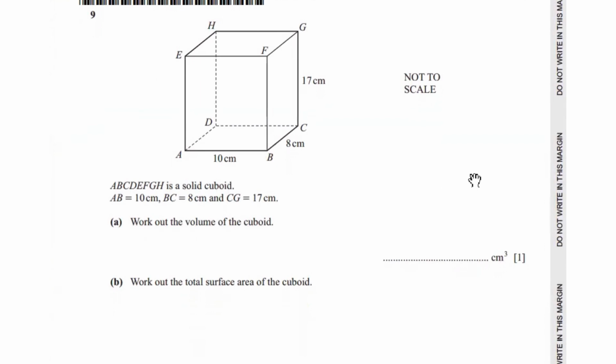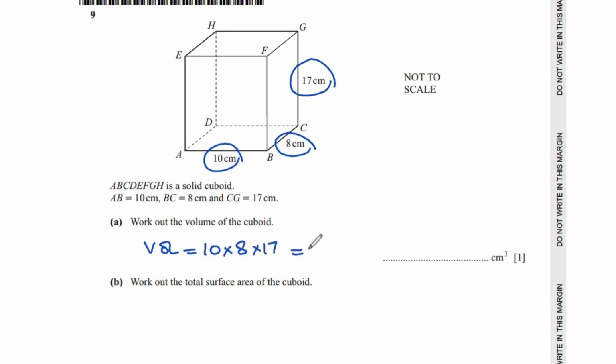Question 9 says ABCDEFGH is a solid cuboid. AB is 10, BC is 8, and CG is 17. Work out the volume of the cuboid. So volume of the cuboid is length times width times height. All three have been given. 10 times 8 times 17 equals 1,360 centimeters cubed.